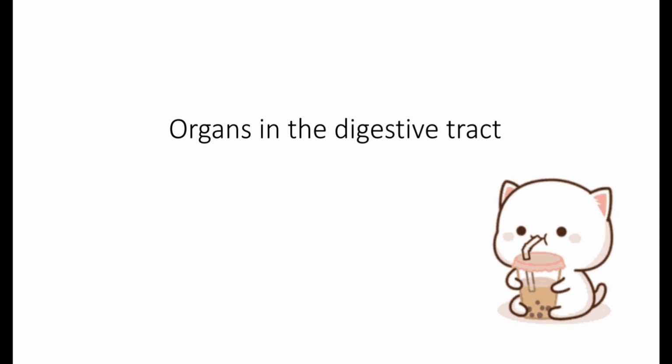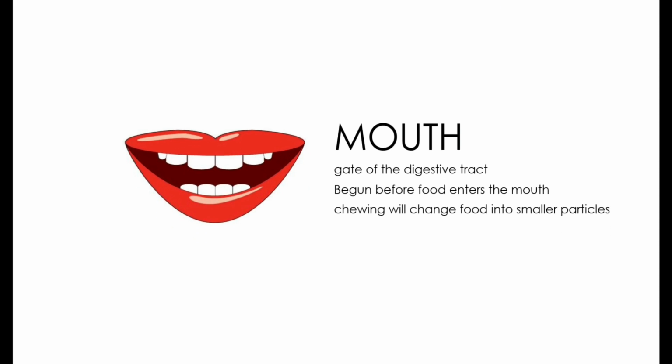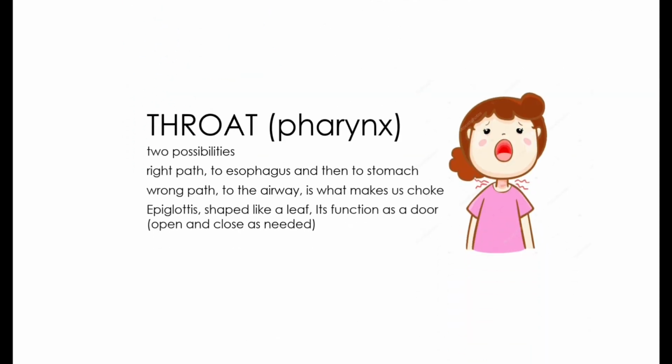So the first organ is the mouth. The mouth is the gate of the digestive tract, and when we chew, the process of actually digesting food has already begun. In fact, before food enters the mouth, our digestive system is getting ready with saliva to moisten the mouth. When food enters the mouth, the movement of chewing changes food into smaller particles, so the enzymes in saliva can more easily process them. After the food is broken down, the tongue will push food to the next destination, which is the throat. The throat, which in medical language is called the pharynx, is the path that food uses to get to the esophagus.